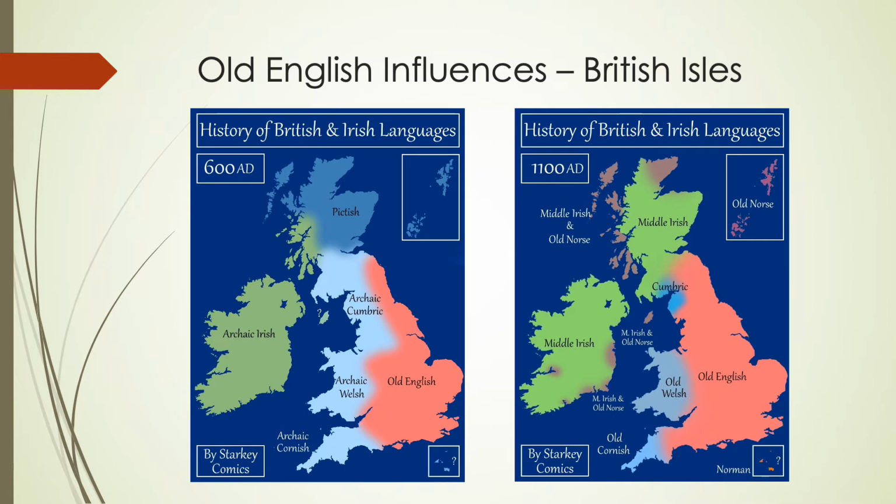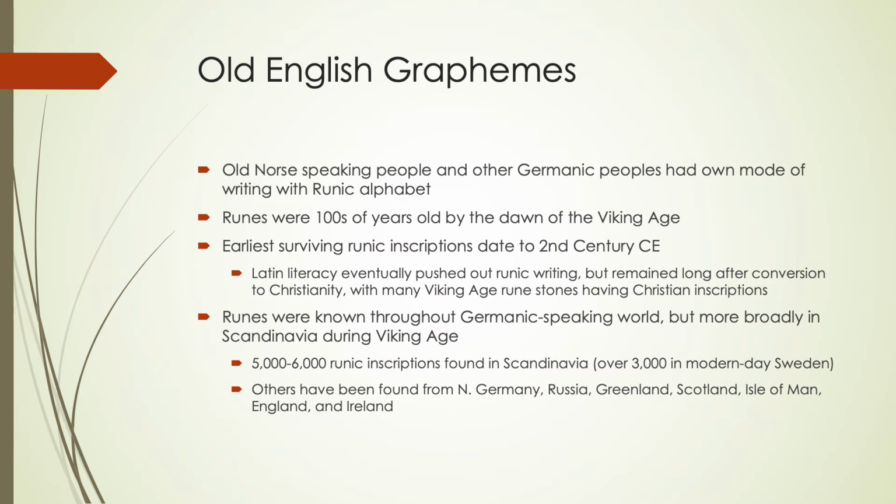When we think about the graphemes and writing systems that we saw in Old English, you'll notice that the Old Norse-speaking people and other Germanic peoples had their own mode of writing, and they were using what is known as the Runic alphabet. Runes are hundreds of years old by the time we get into writing in the Old English period. Some of the earliest surviving inscriptions date all the way back to the 2nd century. And Latin literacy is what eventually pushed out this runic writing.